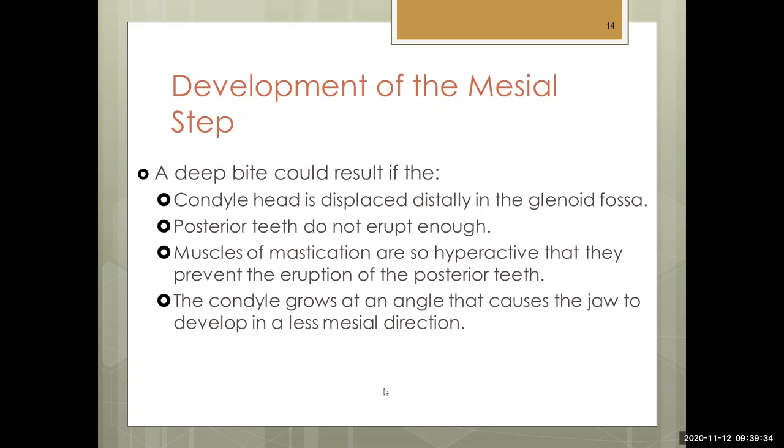The muscles of mastication are so hyperactive that they prevent the eruption of the posterior teeth. So if they've got a really deep bite and they're clenching all the time, those teeth aren't going to be allowed to erupt fully. The condyle grows at an angle that causes the jaw to develop in a less mesial direction. So that deep bite can actually inhibit the jaw formation.